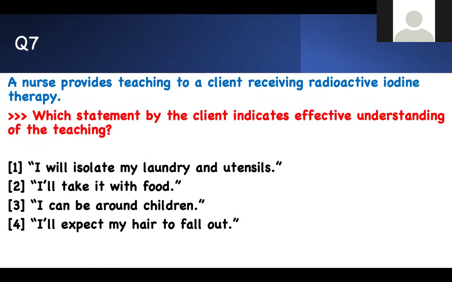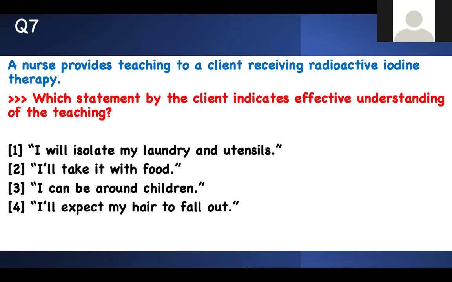And you don't expect your hair to fall out. The dose that they give you is not like true chemotherapy stuff. This is just ablation of your thyroid. I will isolate my laundry and utensils because all your body fluids will contain radioactive substance. Number 1 is your right answer. And don't forget this answer.